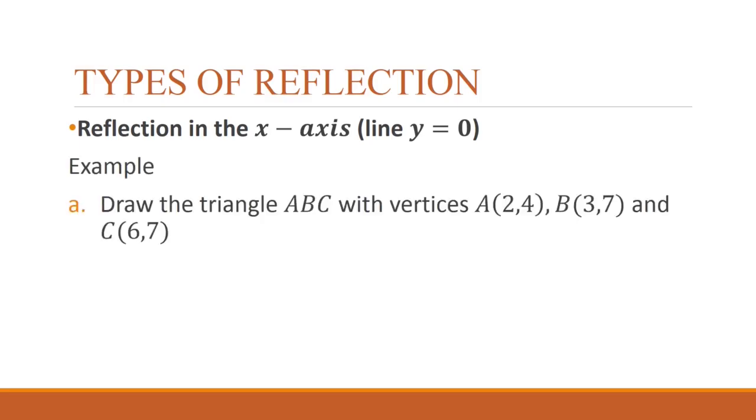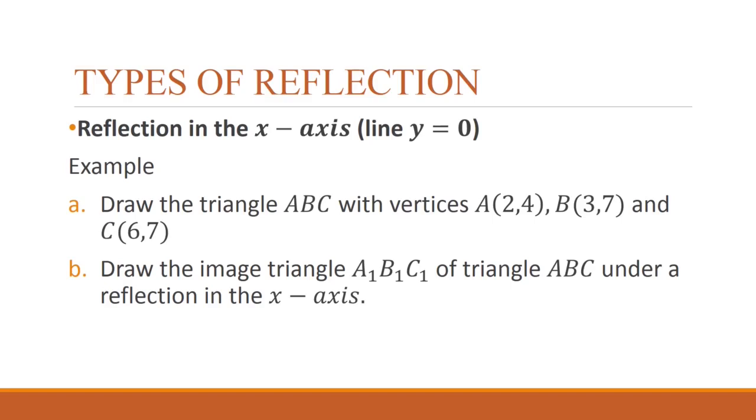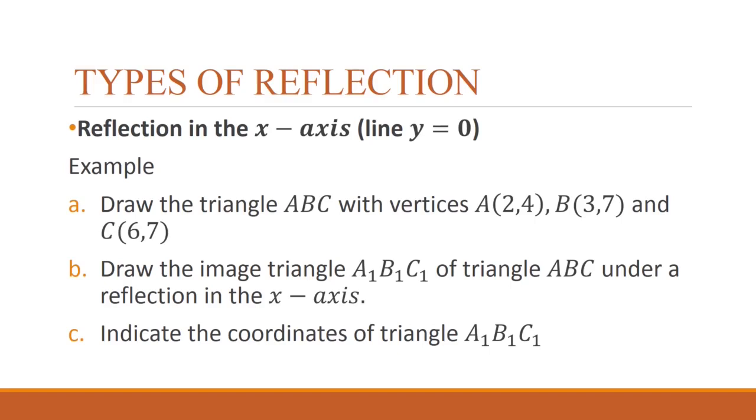Example: draw the triangle ABC with vertices A, which is (2, 4). So that is point A (2, 4). Point B is also given as (3, 7), and the point C is given as (6, 7). Also, we have to draw the image triangle A1, B1, C1 of triangle ABC under a reflection in the x-axis. And lastly, we have to indicate the coordinates of the triangle A1, B1, C1, which is the new image we have.